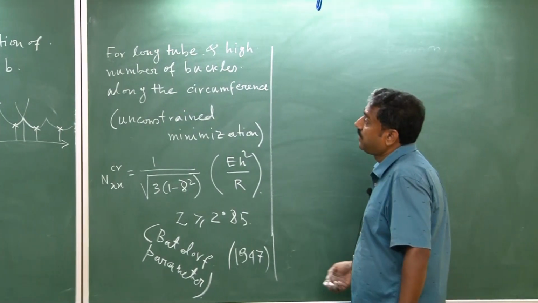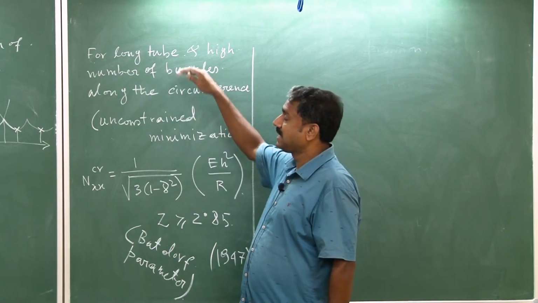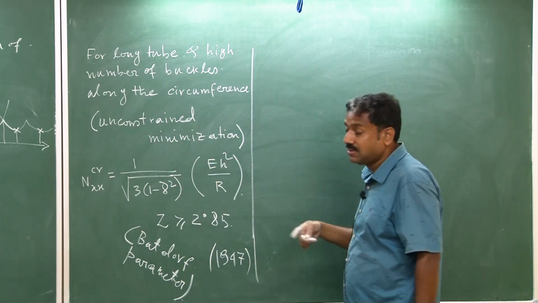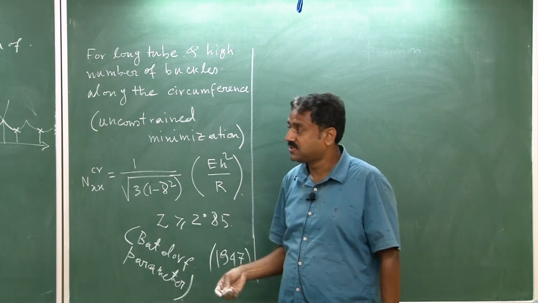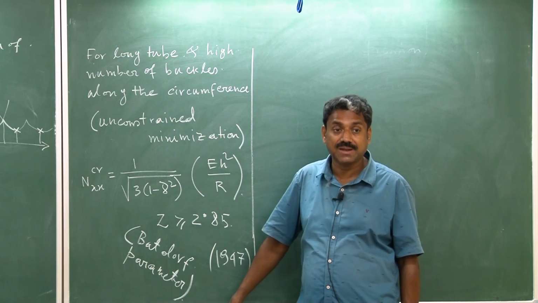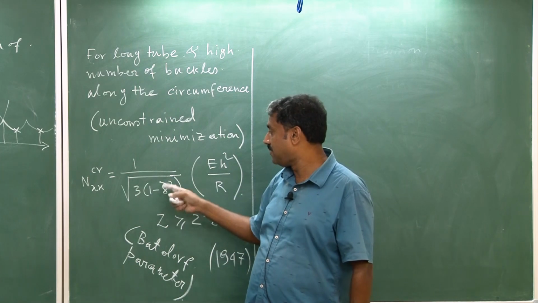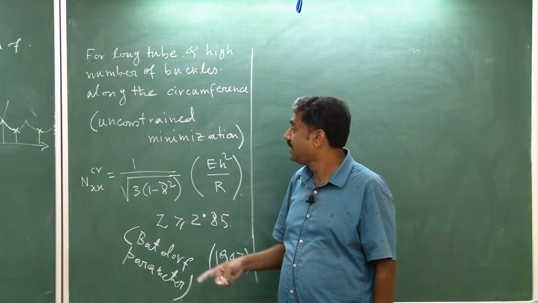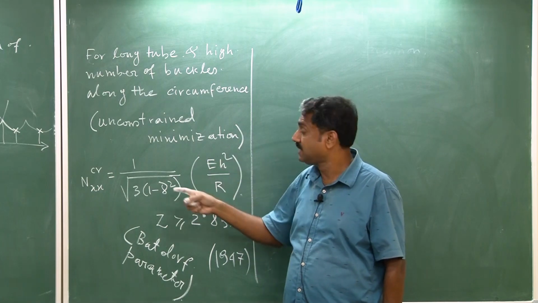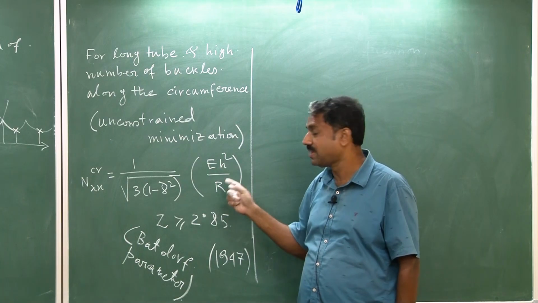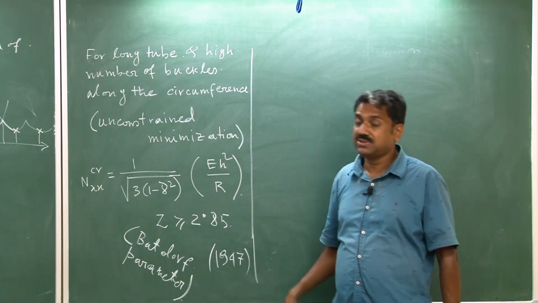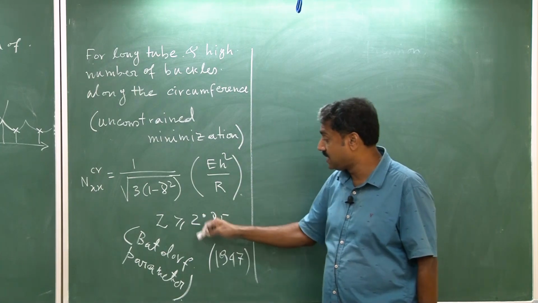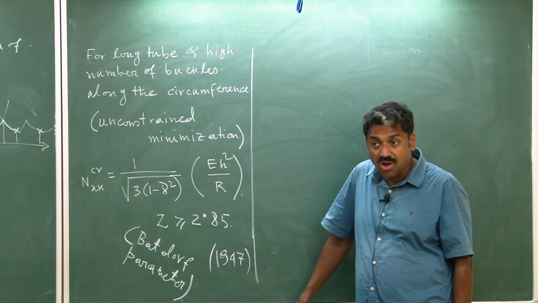For Z greater than 2.85, that case basically represents where this cylinder is long enough and there are many buckles along the circumference direction. Then if you do constant minimization, that means minimizing with respect to L and B, the half wavelengths, you get a closed form expression: 1 by root 3 times 1 minus nu square, E h square by R. Do you see the dependency on E h square by R is universal. Since Z is greater than 2.85, this is the long shell.